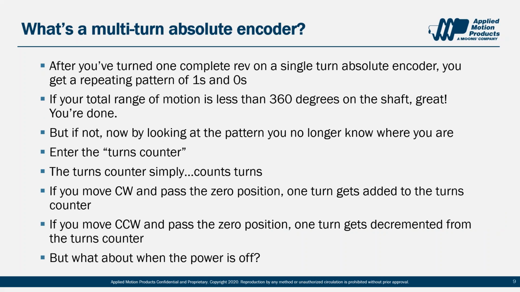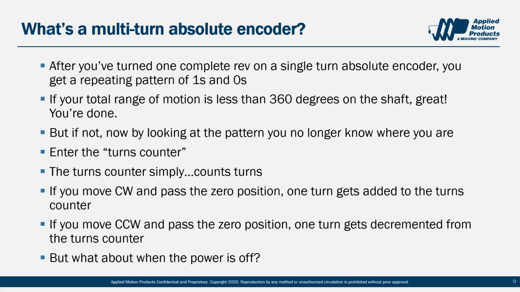Think of the index pulse as Go in Monopoly. Every time you pass the index, you update the turns counter. For every index pulse encountered in a clockwise direction, the turns counter is incremented by 1. And for every index pulse encountered in the counterclockwise direction, the turns counter is decremented by 1.